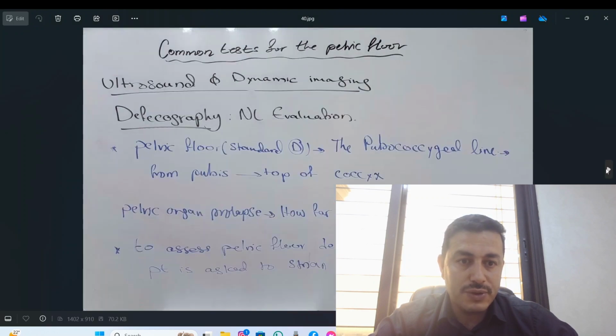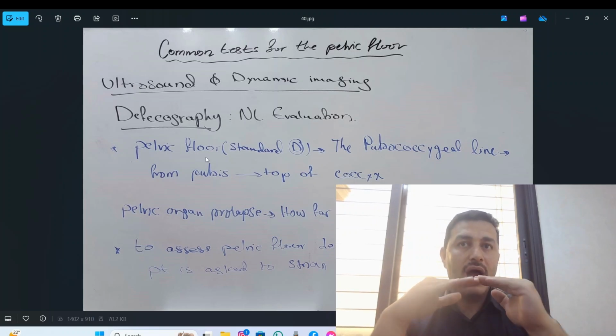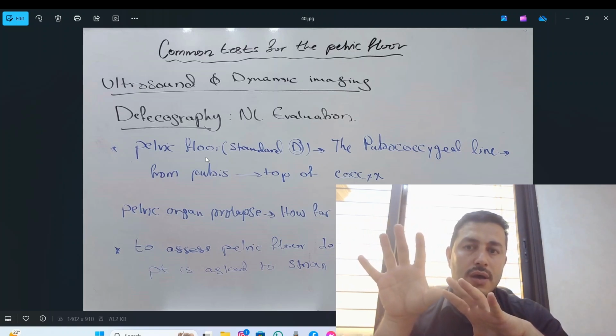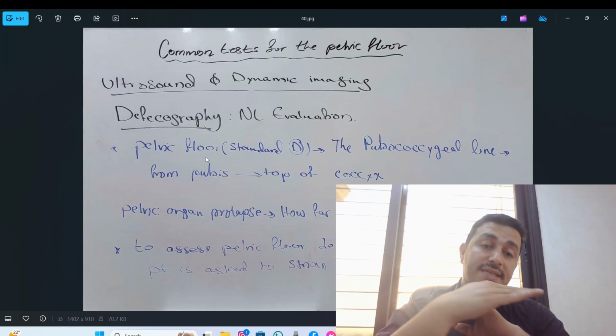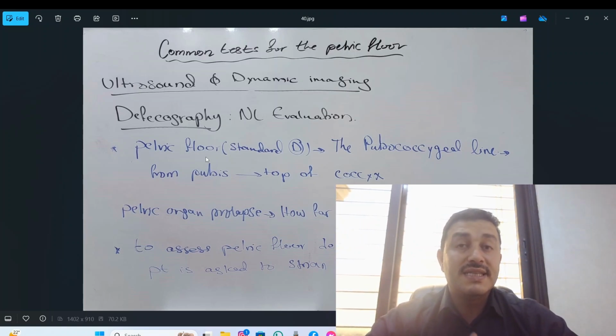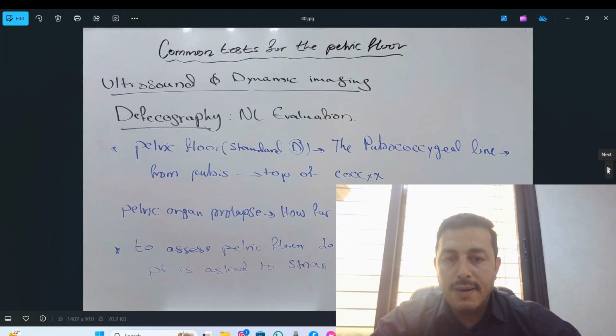What else do we have? We said that the pelvic floor is defined, based on the defecographic definition, by the pubococcygeal line. Below it we start to talk about descent and prolapse, which we will see. It is the line between the pubis and the tip of the coccyx. For pelvic organ prolapse, we look at how far below this line the organ will be.